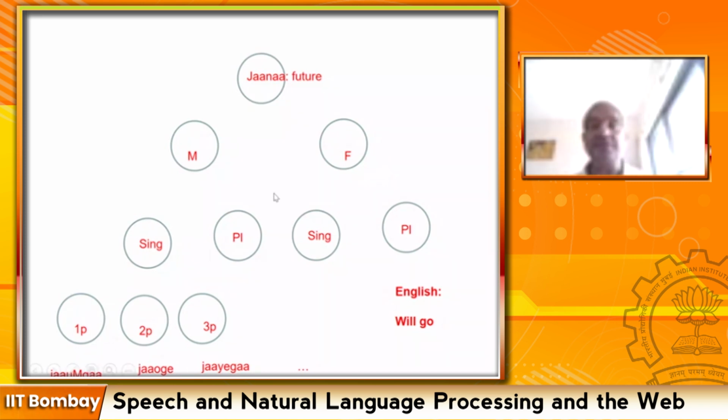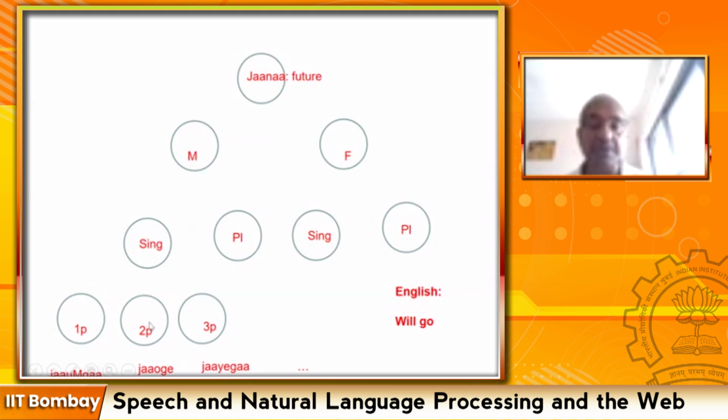So this is called a morphology tree. If you follow a path from the root to the leaf, in this case the tree is not developed for all levels. We are considering only gender, number, and person, G and P. Here jana has become jaunga. So for male gender, singular number, and first person, jaunga, I will go, मैं जाऊंगा.